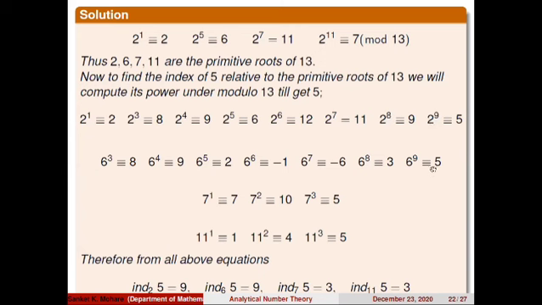Similarly, the index of 5 relative to primitive root 6 is also 9. The index of 5 relative to primitive root 7 is the smallest positive integer 3. Similarly, the index of 5 relative to primitive root 11 is 3. So these are the indices of 5 relative to the primitive roots 2, 6, 7, 11 respectively. Okay, so this is the example from the exercise. If you have any difficulty, you can ask me about this example.